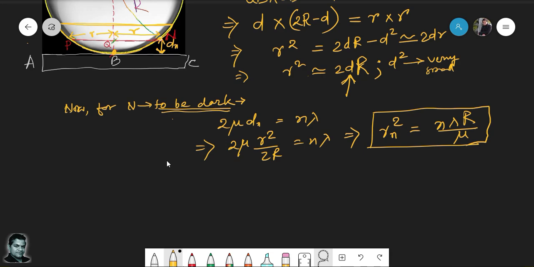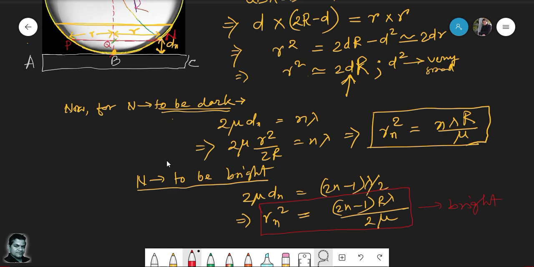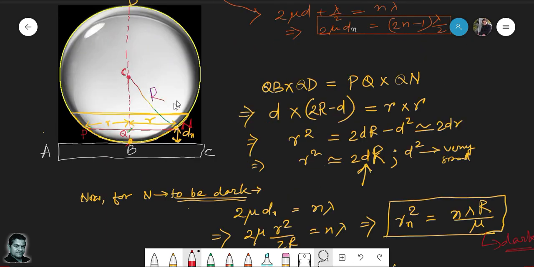Similarly, if this point n is to be bright, then from the earlier condition, we have 2 mu dn equal to 2n minus 1 lambda by 2. So from here you get rn square is equal to 2n minus 1 R lambda by 2 mu. So this is the radius of the bright ring, and this is the radius of the dark ring. One thing may still not be clear at this moment: why we are saying that this is the radius of a dark ring.